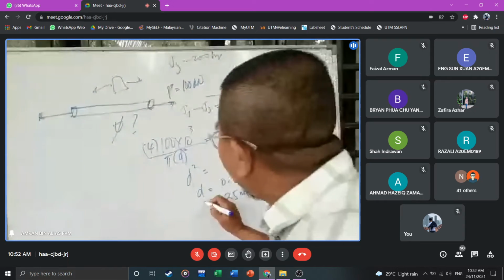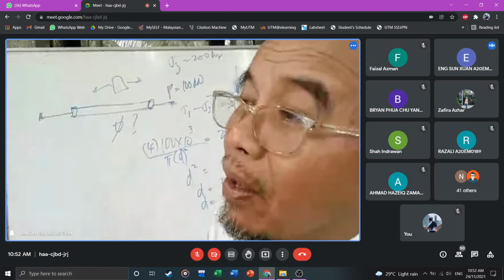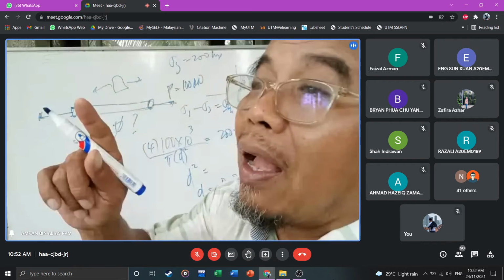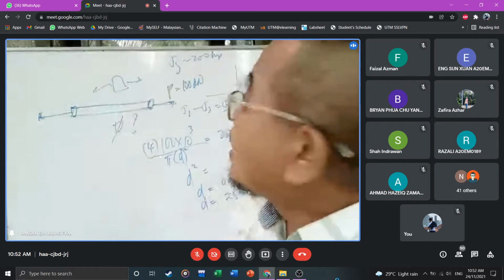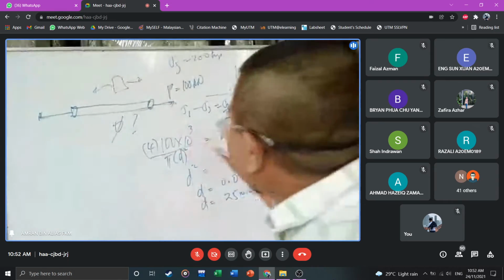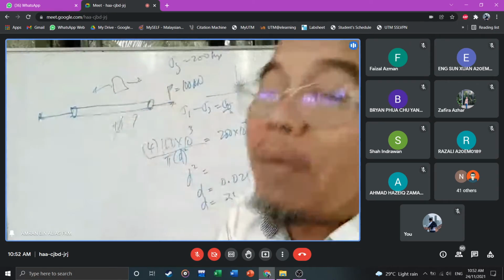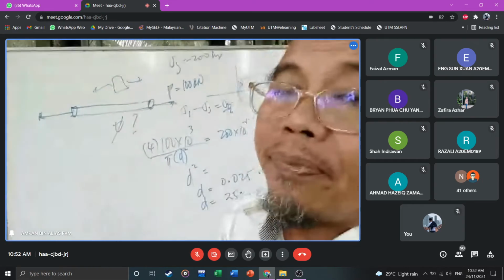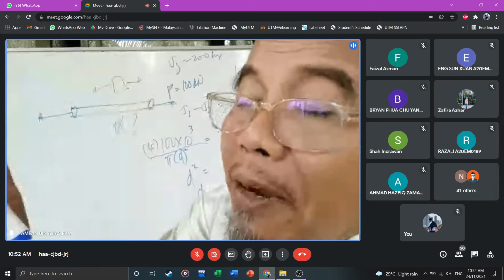Is that the answer, 25 mm? Cannot. Must be bigger than that. That's what I want to hear. The size must be bigger than 25. The calculation here is just to check the limit. The question says, what is the size for that beam? Your answer must be what?